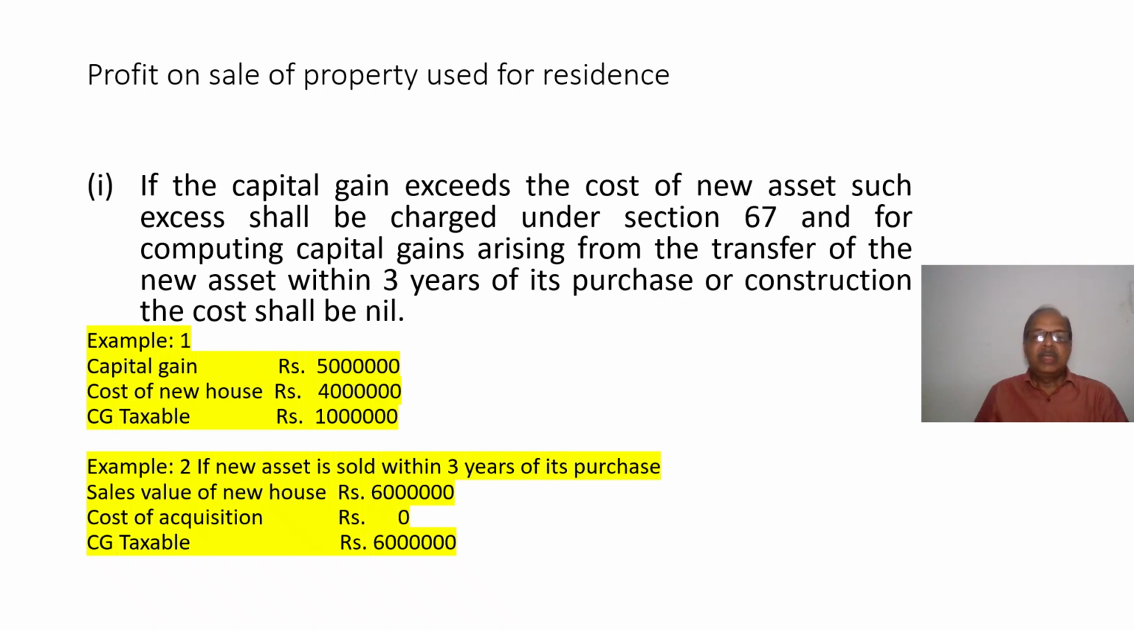Example 2: if the new asset is sold within 3 years of its purchase, and the sale value of the new house is 60 lakhs, the cost of acquisition shall be 0. Capital gain taxable shall be 60 lakhs.